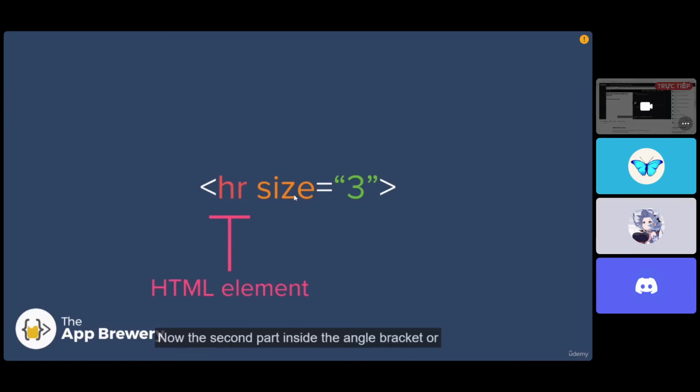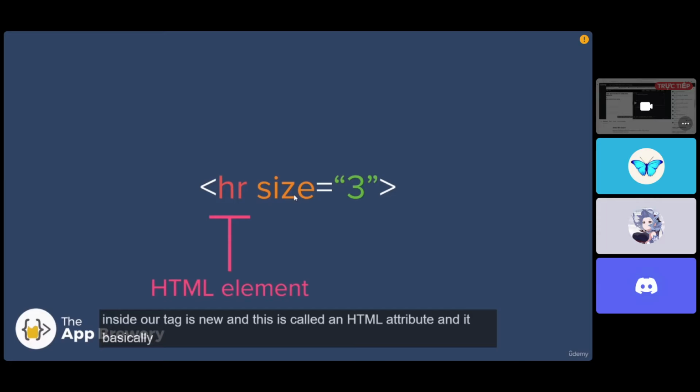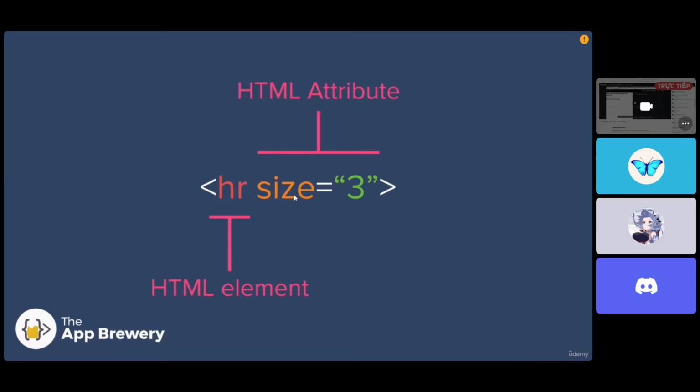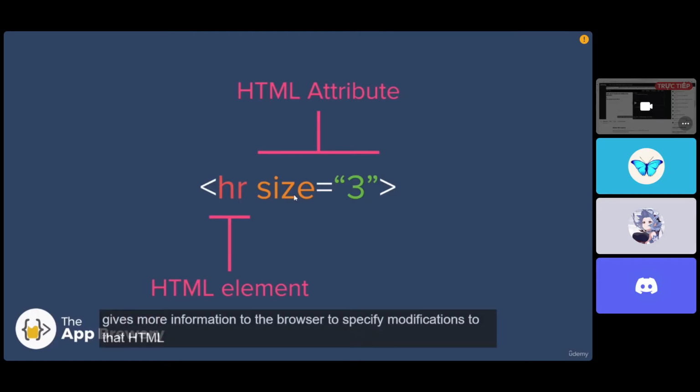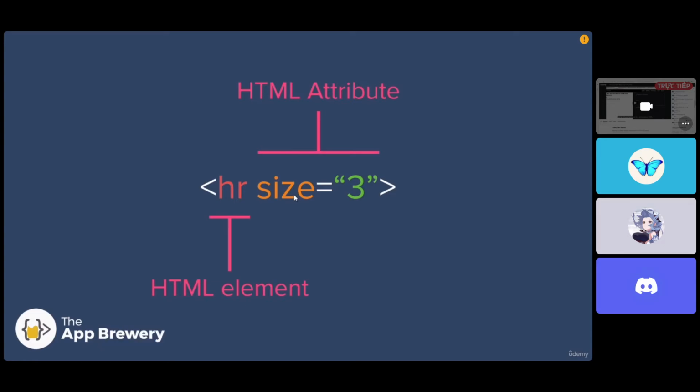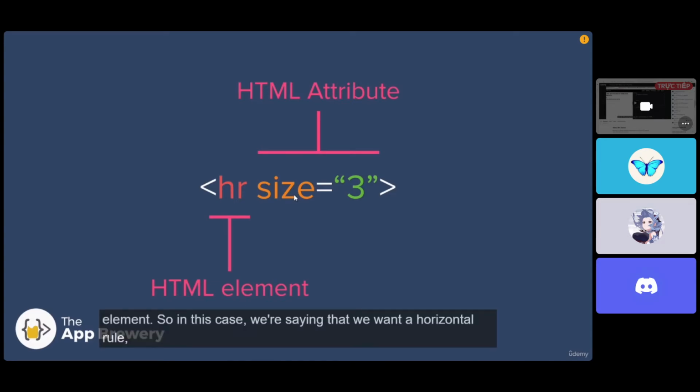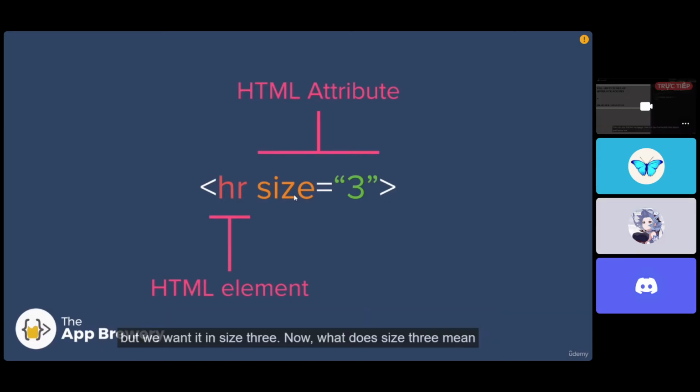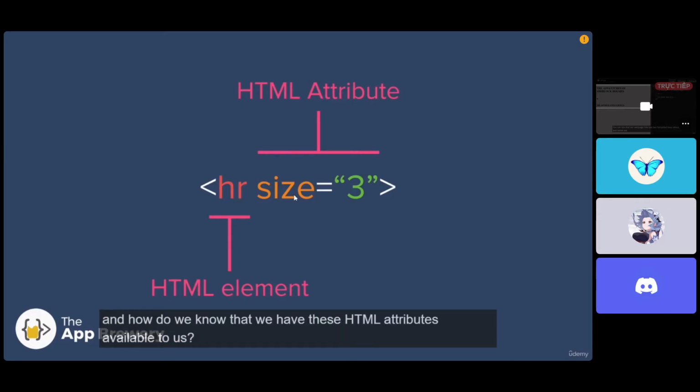Now, the second part inside the angle bracket or inside our tag is new, and this is called an HTML attribute, and it basically gives more information to the browser to specify modifications to that HTML element. So in this case, we're saying that we want a horizontal rule, but we want it in size 3. Now, what does size 3 mean? And how do we know that we have these HTML attributes available to us?